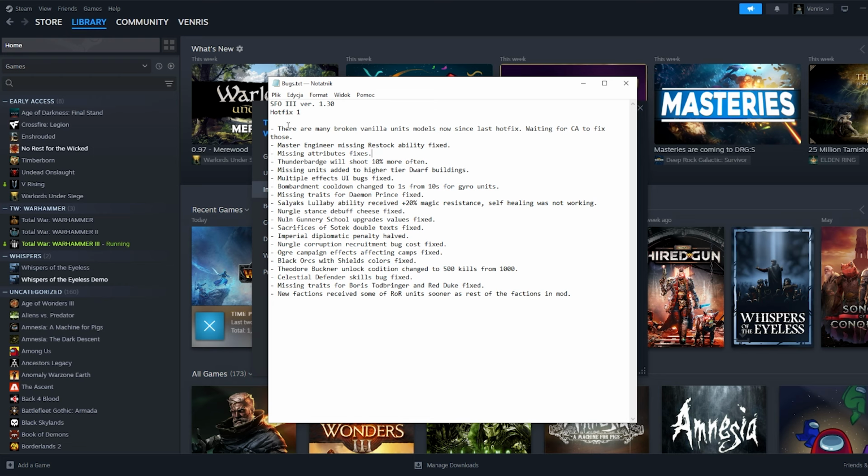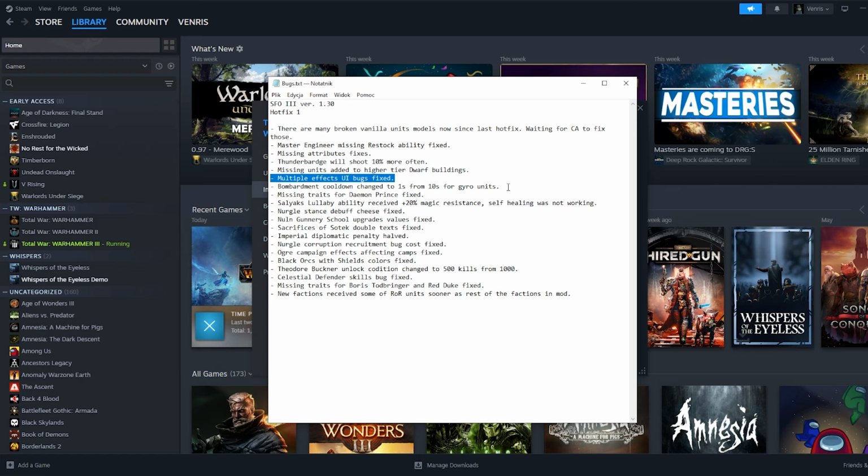As you can see, there were many broken unit models in the game, like miners, we fixed those. But Dragon Guard for Cathay and goblin hewers not showing properly are vanilla problems right now, and we are hoping for CA to fix those in the next hotfix. The master engineer restock ability was a bug, that was an SFO thing. Missing attributes, also a bug. Thunder Barge underperforming, not anymore. Missing units when you upgrade higher, a vanilla bug, we're fixing it. Multiple effects UI bugs fixed.